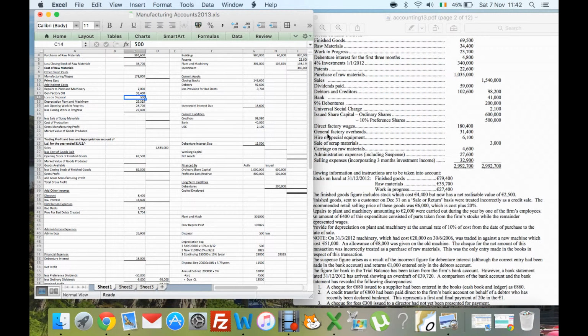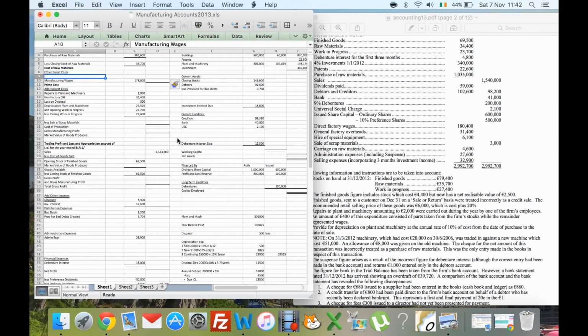Then we have hire of special equipment. So this special equipment is something that I needed specifically for making stuff. So I'm going to add that in here with my prime cost. It's an extra cost in there. 6.1.